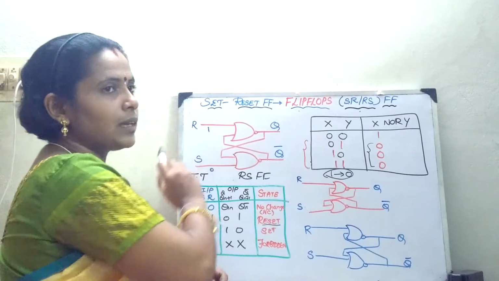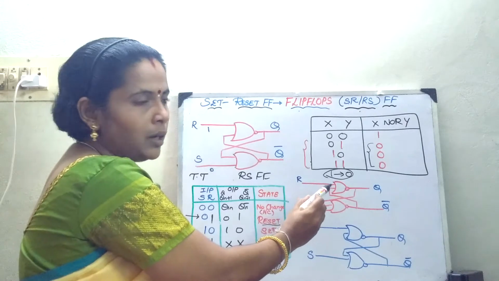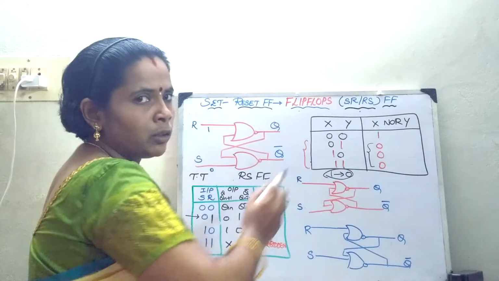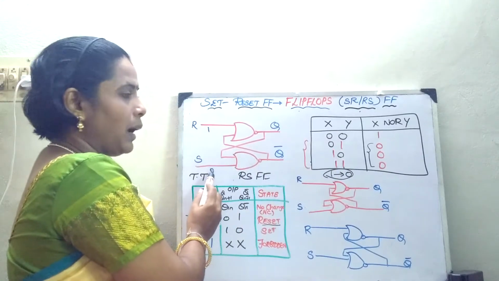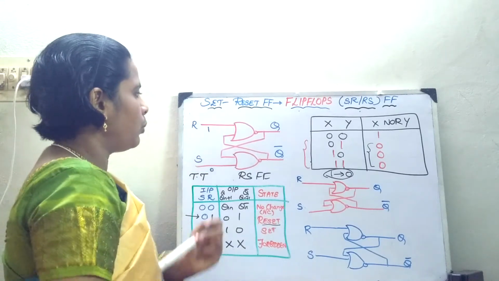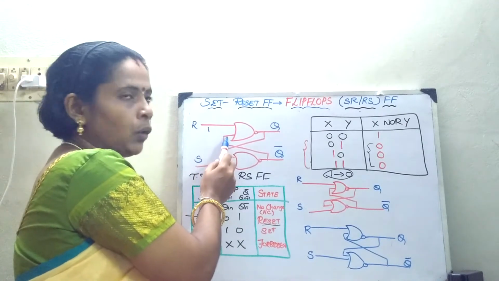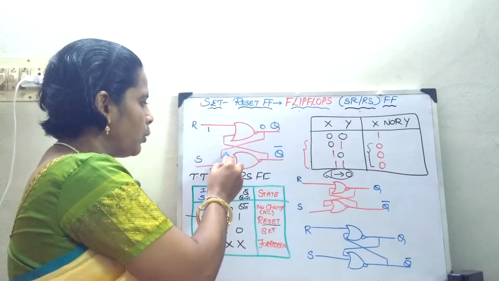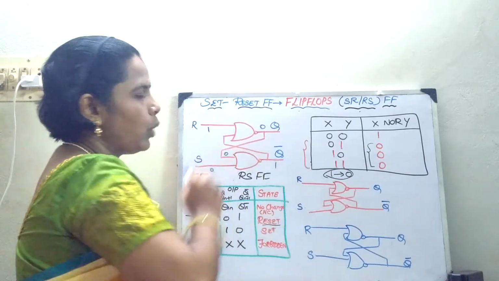Now we will analyze the condition. What is the condition we have derived? If any one of the inputs is 1, irrespective of the other input being 0 or 1, my output is going to be 0. Now this 0 is going to be propagated here. When I have 0, 0, the output is 1.